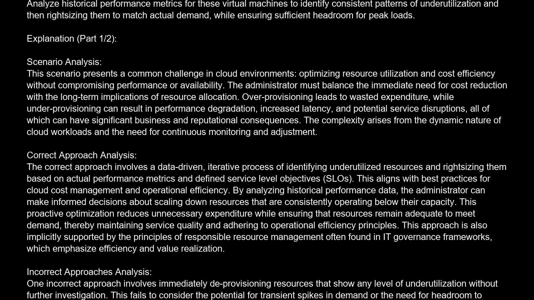Incorrect approaches analysis. One incorrect approach involves immediately deprovisioning resources that show any level of underutilization without further investigation. This fails to consider the potential for transient spikes in demand or the need for headroom to handle unexpected load. Such a hasty action could lead to performance issues and service disruptions, violating the implicit ethical obligation to maintain service availability and reliability.